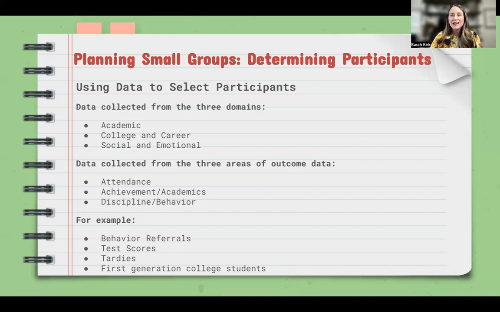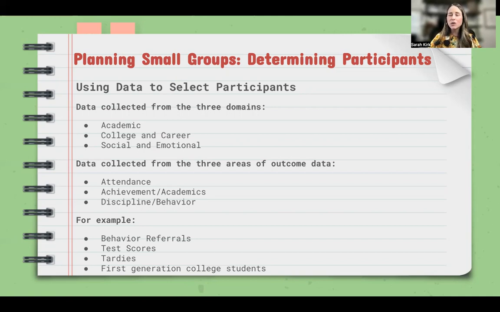We can look at that academic and college and career and social emotional data collected from those 3 domains. So again, my first generation college students group, or maybe an academic group could be focused on students who have more than 3 zeros on assignments, or social emotional students who are struggling to make friends. Maybe I'm noticing some kids who are often isolated at recess or that sort of thing. So we can use that type of data to help select participants.